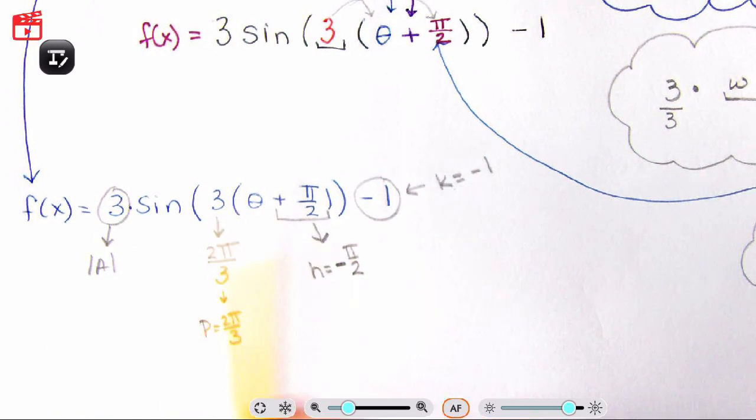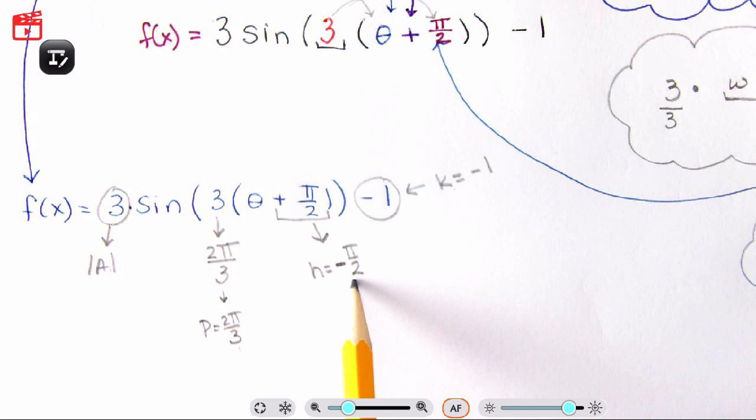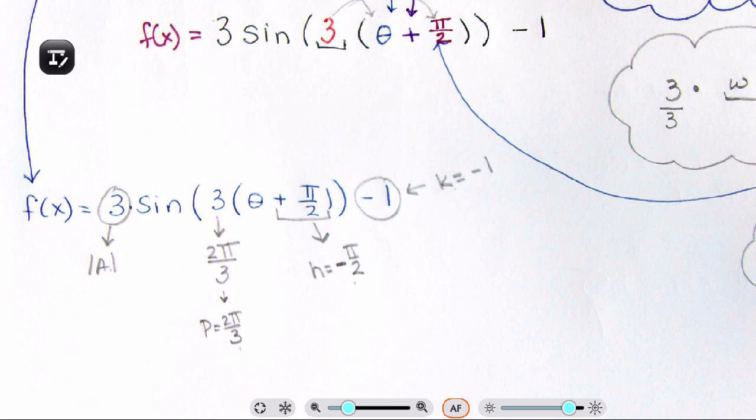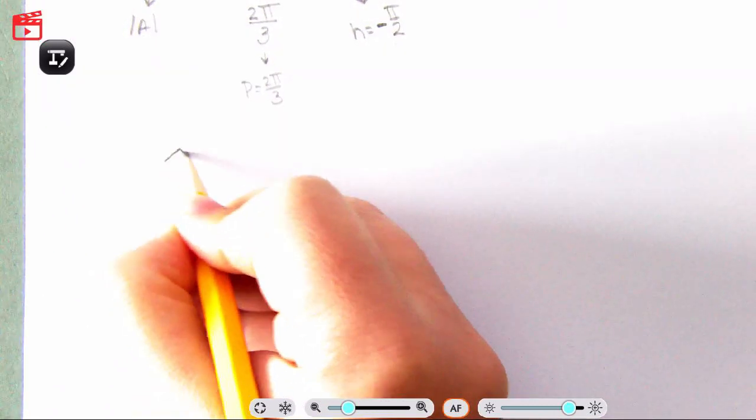So I did step number 1, identify your midline. I did step number 2, identify your asymptote. Step number 3 is identify your period. Step number 4 is identify your horizontal shift. So now step number 5 is apply your horizontal. So I kind of identified things, but I didn't mark anything up, so make sure that you are marking these up. So let's do that together.